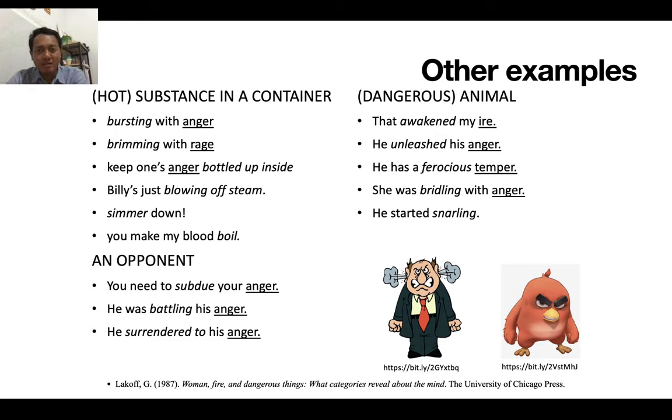Here are other examples of metaphors for anger in English. You can have expressions that illustrate anger as hot liquid in a body container. So our body is conceptualized as a container of anger. That's a metaphorical concept. Anger can also be understood as an opponent that you fight, that you battle, that you try to win over. And anger can also be understood as a dangerous animal, such as this character of Angry Birds. And this is an illustration of anger as hot liquid in the body container, as if you are blowing off steam. He's angry here.